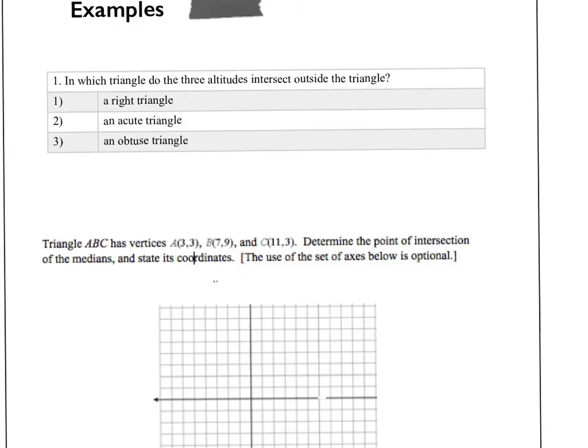Example number 1. It says, in which triangle do the 3 altitudes intersect outside the triangle? A right angle, an acute angle, or an obtuse angle? Well, we just looked at this, and it was an obtuse triangle. So when you come in class tomorrow, you need to have those examples that I did in the video done. Please make sure you do.